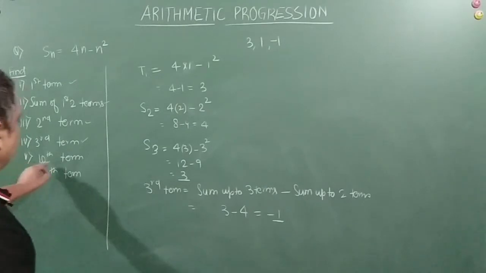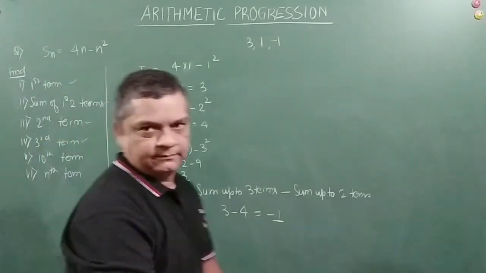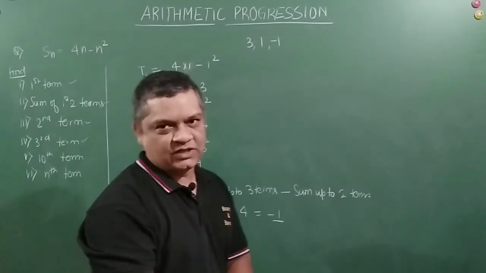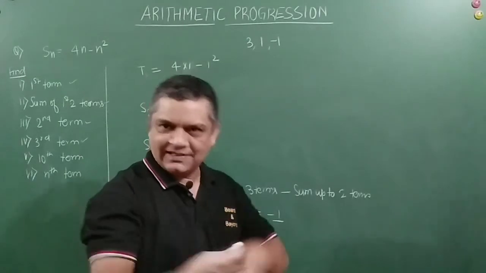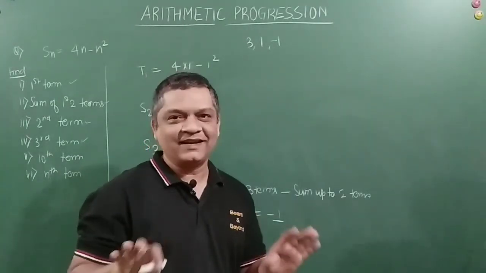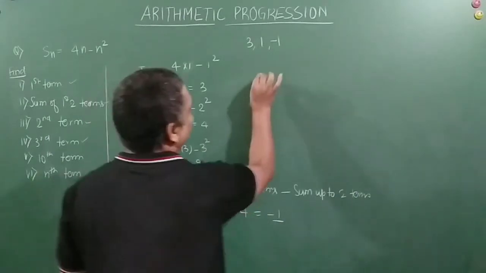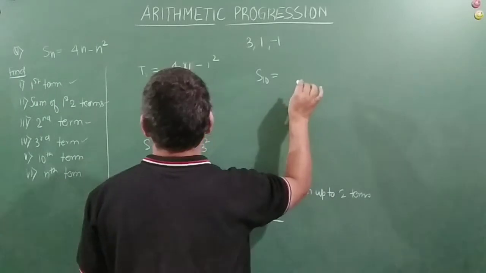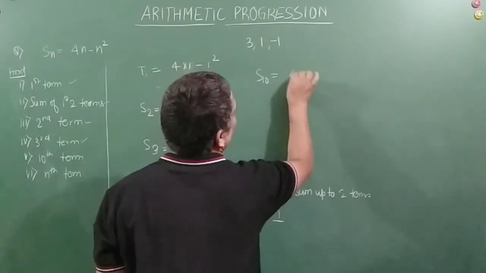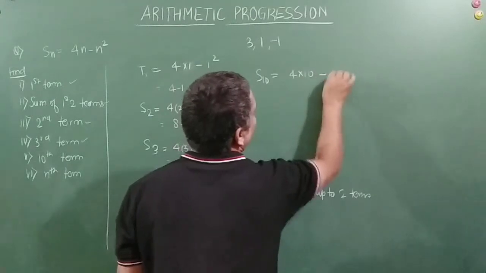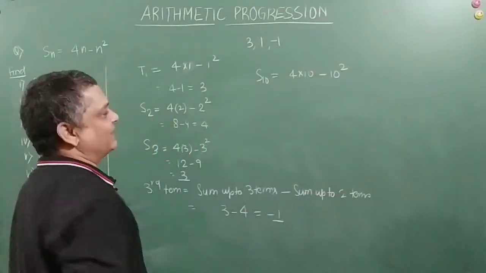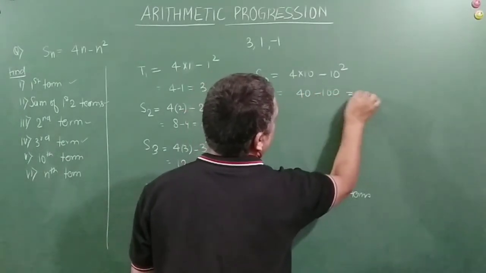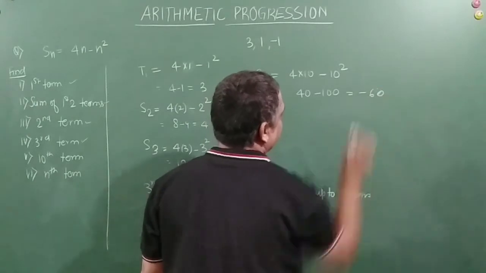Okay. Now similarly we need to find the 10th term. The 10th term. Okay. So how do we find it? The sum up to 10 terms minus the sum up to 9 terms. You're getting it? Right? Okay. So S10 will be equal to 4 into 10 minus 10 square. This is the sum up to 10 terms. Okay. This is equal to 40 minus 100, which is equal to minus 60.